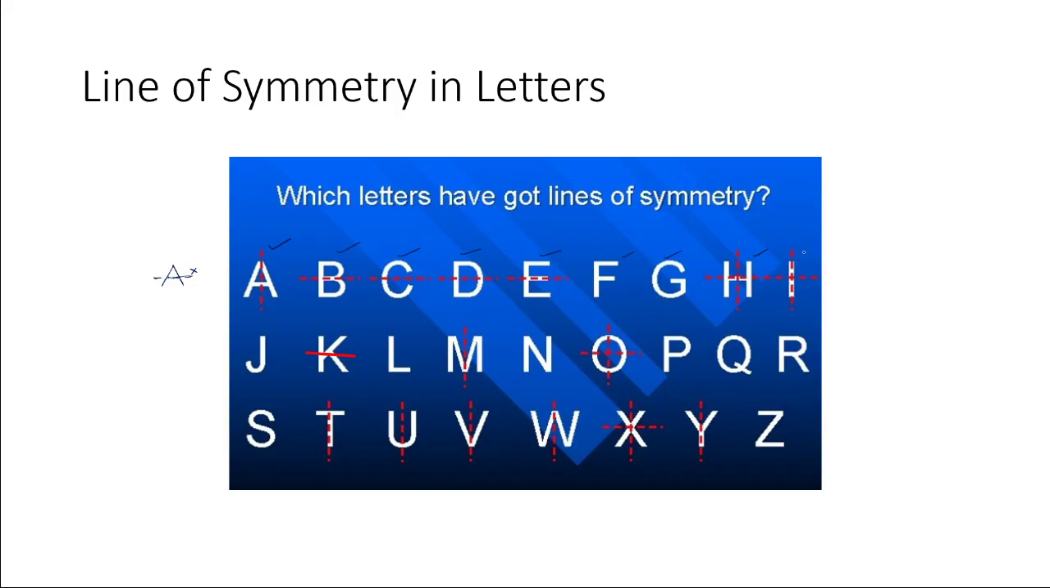In letters H and I, you can see two lines of symmetry, and in this way you can see here in K one line of symmetry, M one line of symmetry, O two lines of symmetry, and here you can see T only one, U one, V one, W one, and X two, and Y one, and that is vertical. So in this way you all have to draw the line of symmetry in the letters. Moving to the next page.